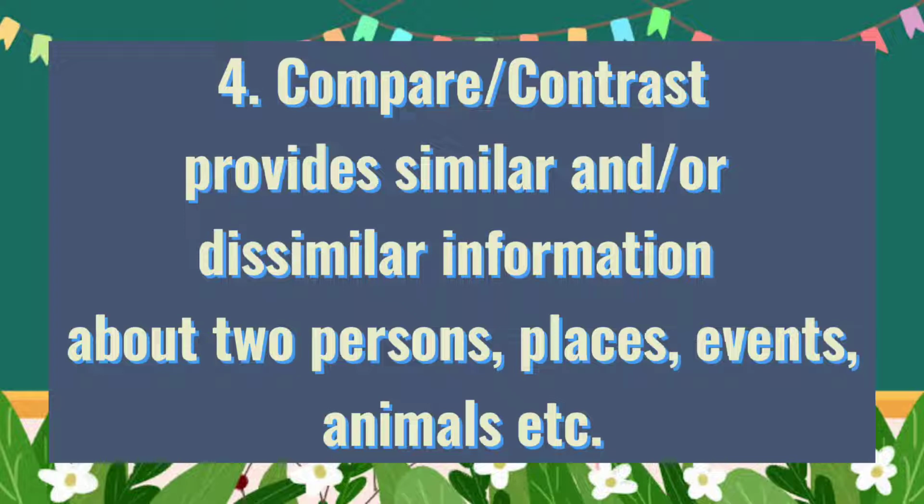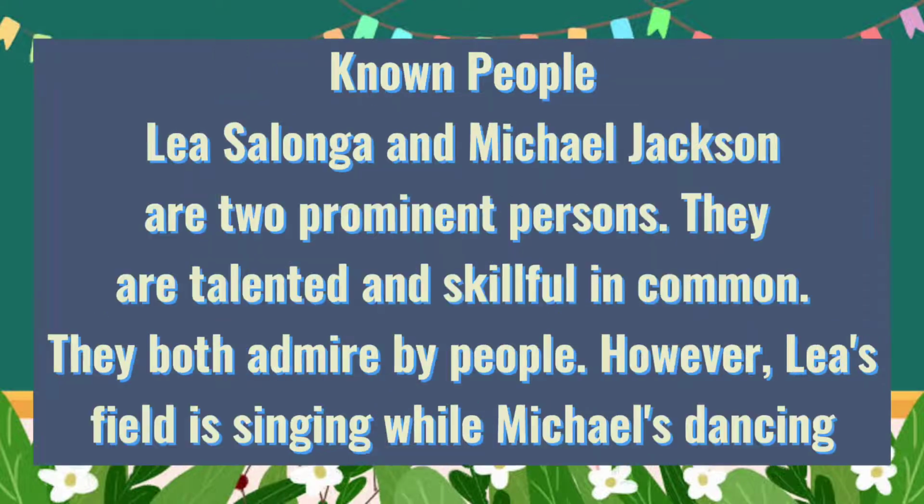Number 4, compare and contrast. Provide similar and or dissimilar information about two persons, places, events, animals, and etc. Read this text, kids. Known people. Lea Salonga and Michael Jackson are two prominent persons. They are talented and skillful in common. They are both admired by people. However, Lea's field is singing while Michael's is dancing.